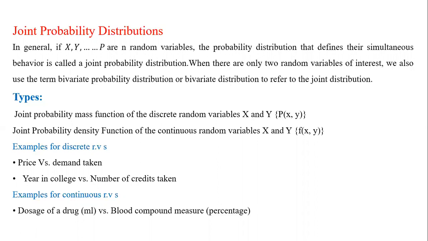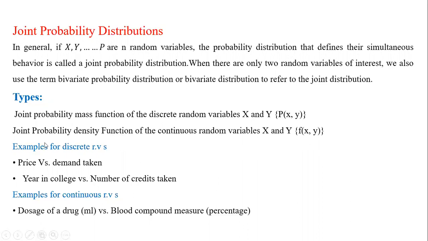There are two types of joint probability distributions. The joint probability mass function of the discrete random variables X and Y is p of x comma y, and the joint probability density function of the continuous random variables X and Y is f of x comma y.